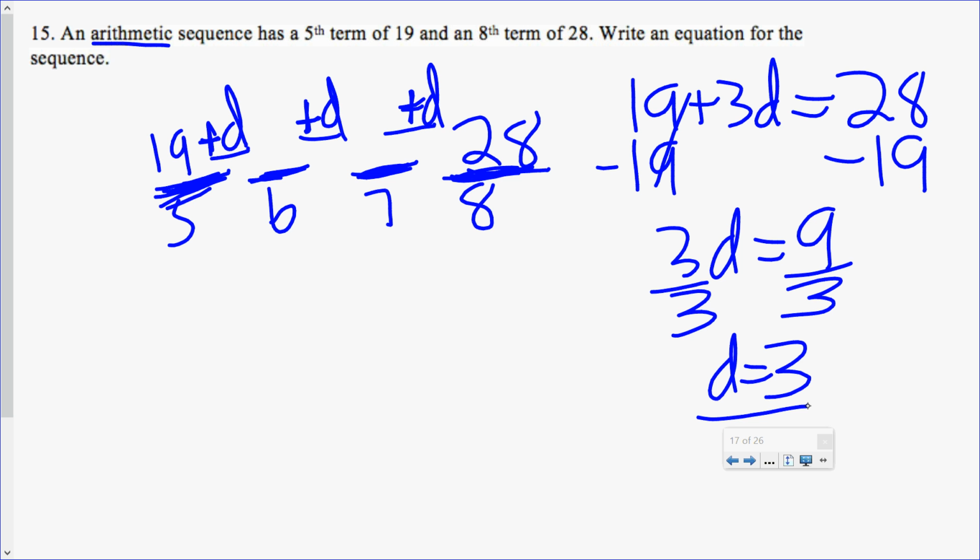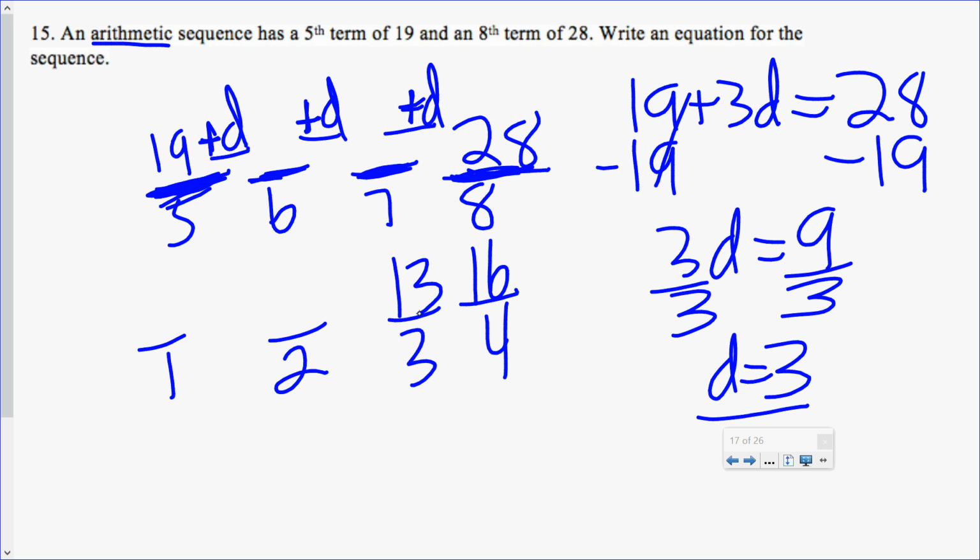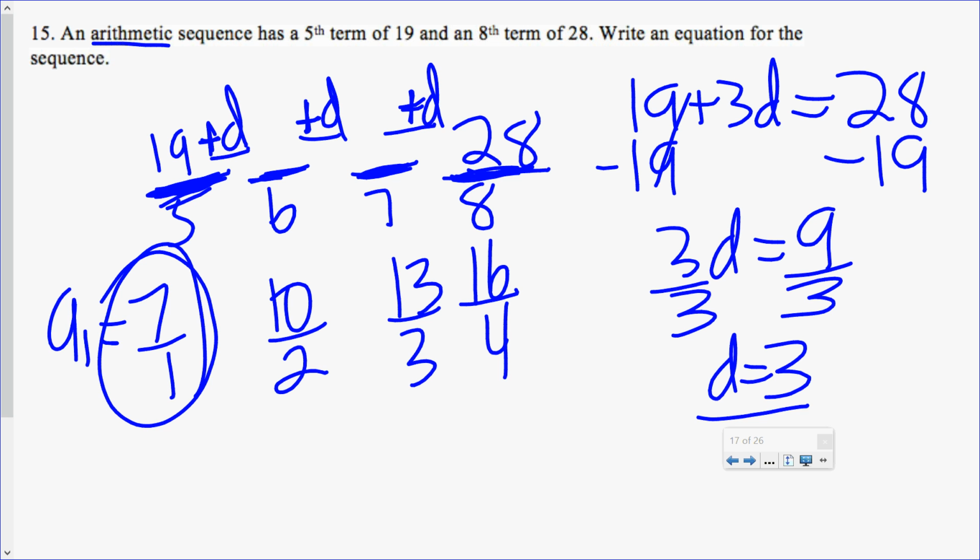Again, to write the equation of a sequence, I need A1 and I need r or d. Now that I have d, I need A1. So what I like to do, and again, there's different ways to do this, is I like to go backwards. If the common difference is 3, if I'm going backwards, if the fifth term is 19, then the fourth term is 3 less than that. And the third term is 3 less than that. And the second term is 3 less than that. And the first term is 3 less than that. So A1 is 7.